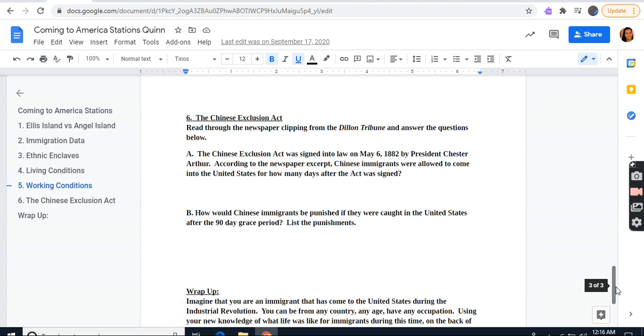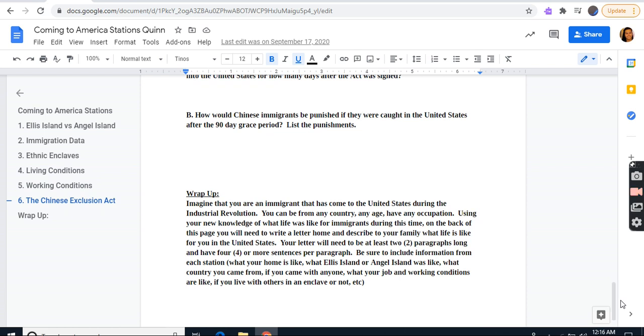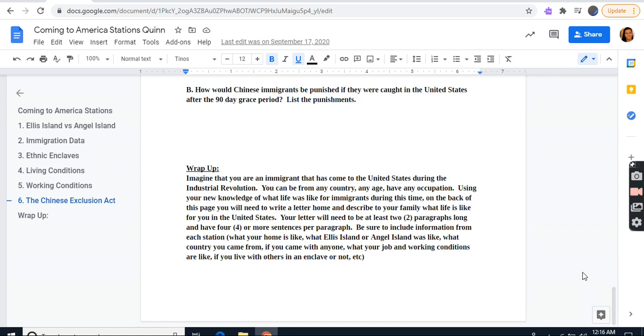The Chinese Exclusion Act. Read through the newspaper clipping from the Daily Tribune and answer the questions. The Chinese Exclusion Act was signed into law on May 6, 1882 by President Chester Arthur. According to the newspaper excerpt, Chinese immigrants were allowed to come into the United States for how many days after the act was signed? How many days do you think? How would Chinese immigrants be punished if they were caught in the United States after the 90-day grace period? List the punishments.